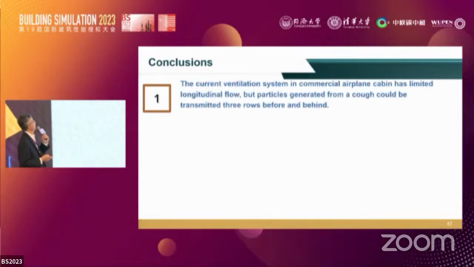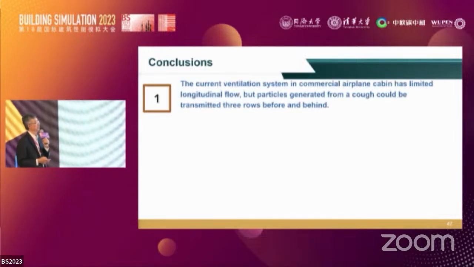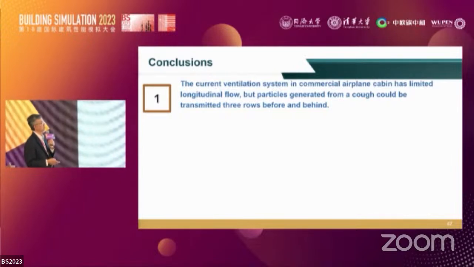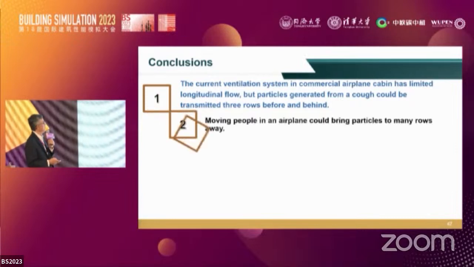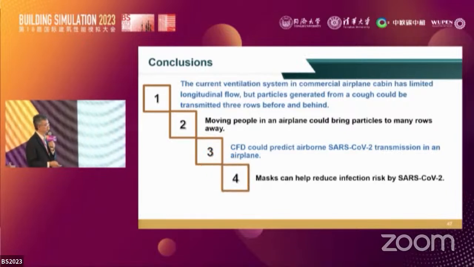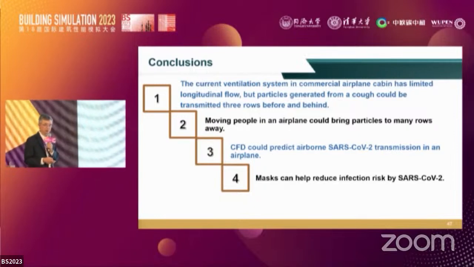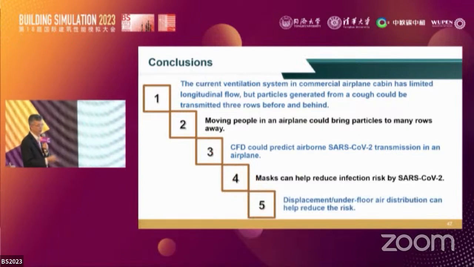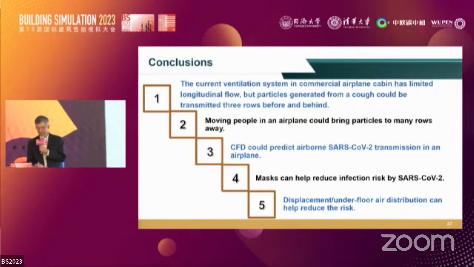So to conclude, today I showed you the current ventilation system in the commercial airplane has very limited longitudinal flow, but the particles could be generated and then transported quite a lot in the cabin. Also, moving people can play an important role in the cabin. We use CFD, which can really calculate the virus transmission. Masks are actually more helpful than social distancing. And I believe we can do something by using a new ventilation system. Thank you very much.